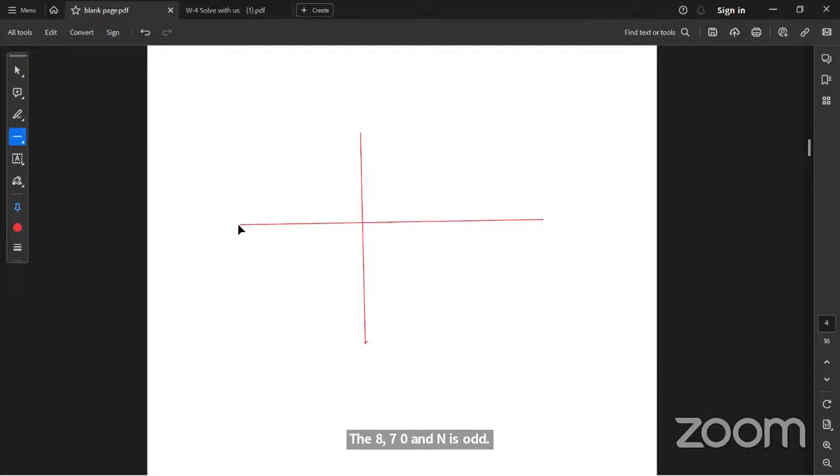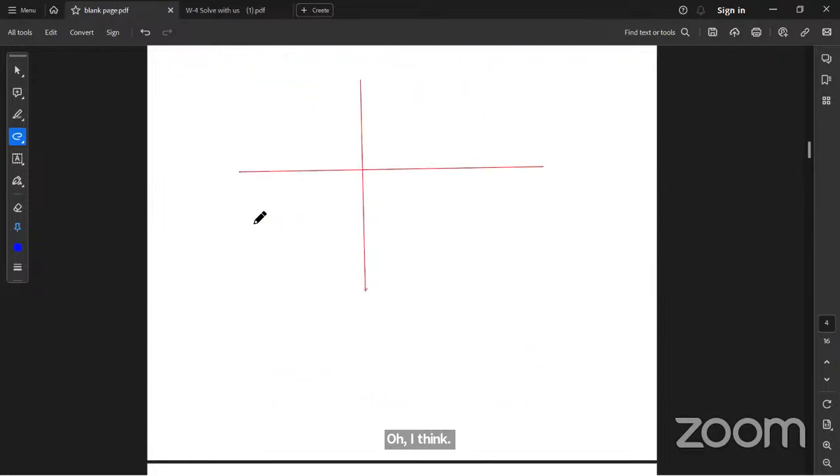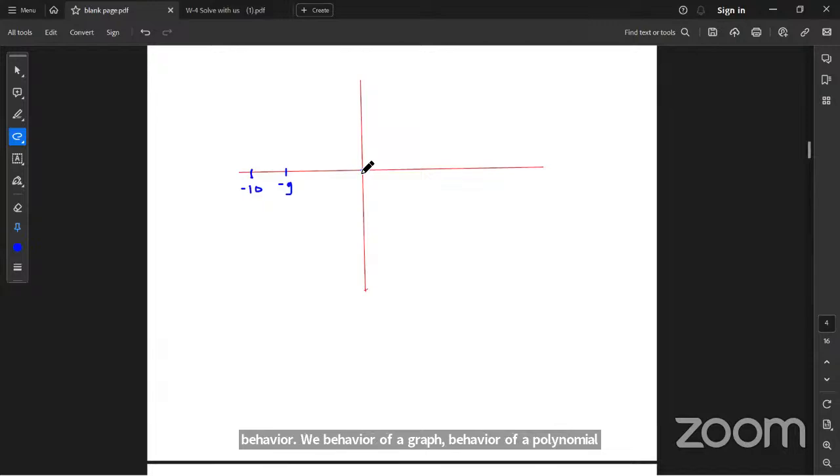So this is your coordinate axis. Suppose here is your root. What is the root? Minus 10. Sir, after this question, can you please explain end behavior? The behavior of a polynomial, whether it is increasing, decreasing, right? Whether the graph is opening upward or downward.